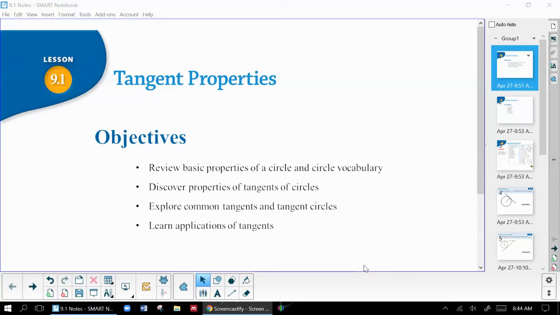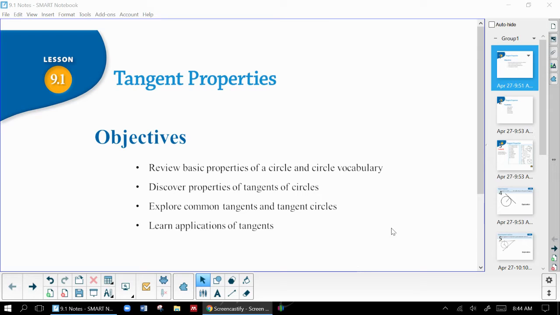Okay, so this video is going to cover the first section of Chapter 9, which is tangent properties. We just talked yesterday about some of the vocabulary that gets used around circles, and tangent was one of those words, where a tangent is just a line or line segment or ray that touches a circle at exactly one point. And so we've got two conjectures today.